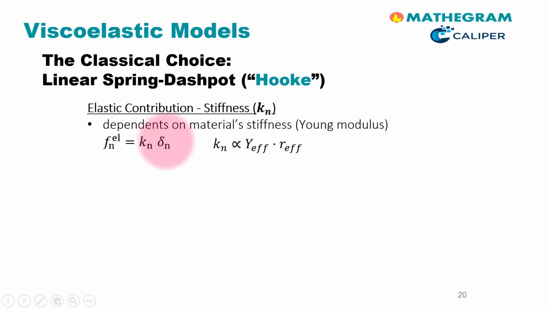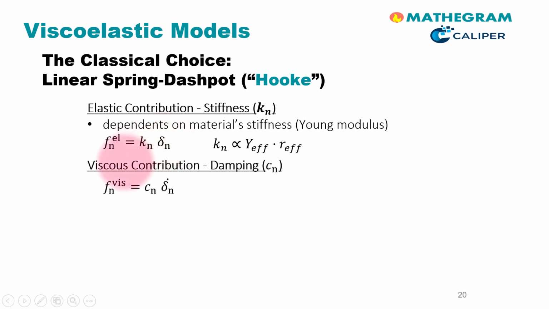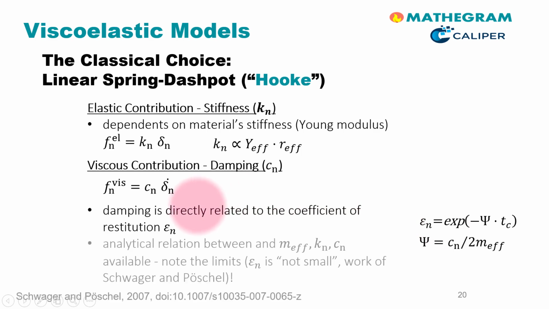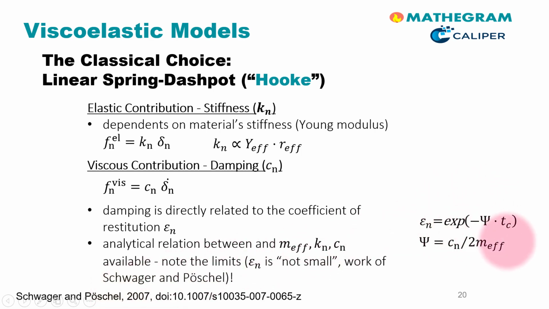For the viscous component of the force, a damping coefficient Cn must be specified. This damping strength is directly related to the coefficient of restitution epsilon n, a quantity that can be measured from experiments. Note that there are analytical relations relating these quantities, as developed by these two authors some time ago, which are summarized superficially here on the right. Further details are available in the document Linear Spring Dashpot, also available in this section of the MOOC.